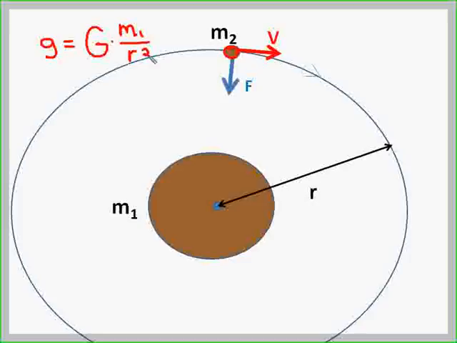If I let capital R represent the radius of m1, the mother planet, I want you and your table partner to come up with an expression for the acceleration due to gravity on the surface of m1, right here. What is the acceleration due to gravity on the surface of that planet? We know how to calculate it up there where m2 is. No problem. What if we want to calculate the acceleration due to gravity right on the surface of the planet?